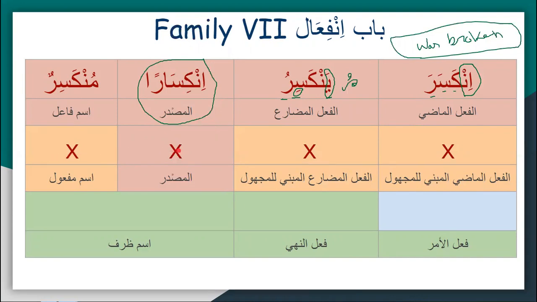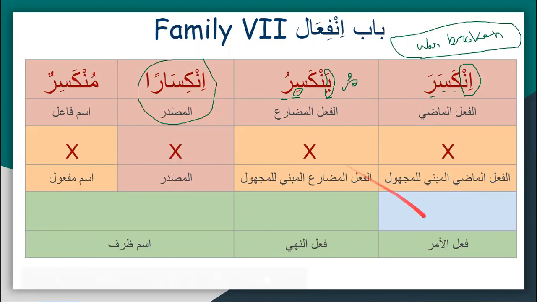No unkusira, no yunkasaru, nothing like that. They are never going to happen. So inkasara yankasiru inkisaran fahuwa munkasirun. The one who is broken is munkasir.